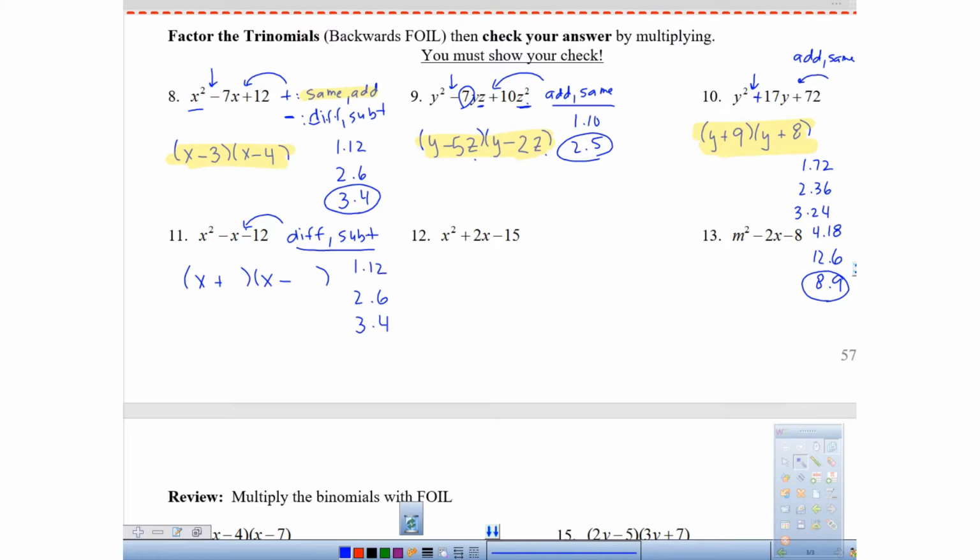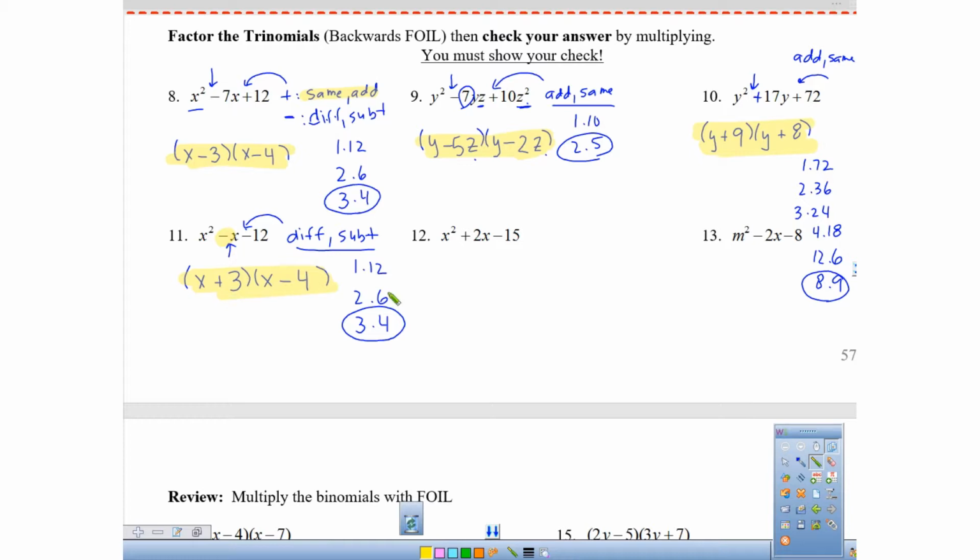Now I'm subtracting my numbers, and I want to get that number right there, which is a 1. Which of these pairs subtract to give you 1? 3 and 4. But now it matters where they go because the parentheses are not identical. All you have to do is this. Look at that sign right there. The biggest of those two numbers goes to that sign. So the 4 is the negative and the 3 is a positive, and that's it.